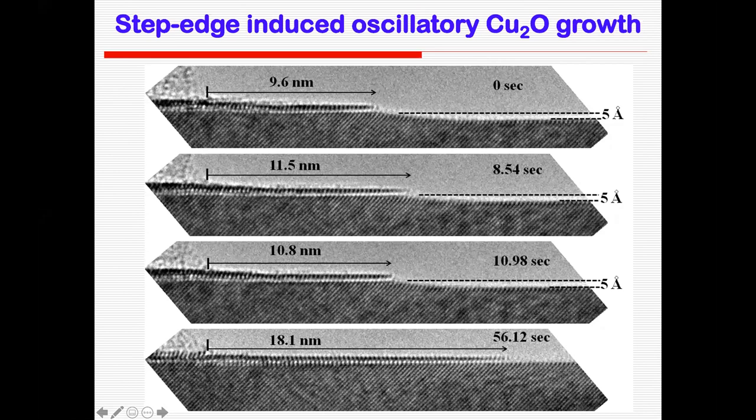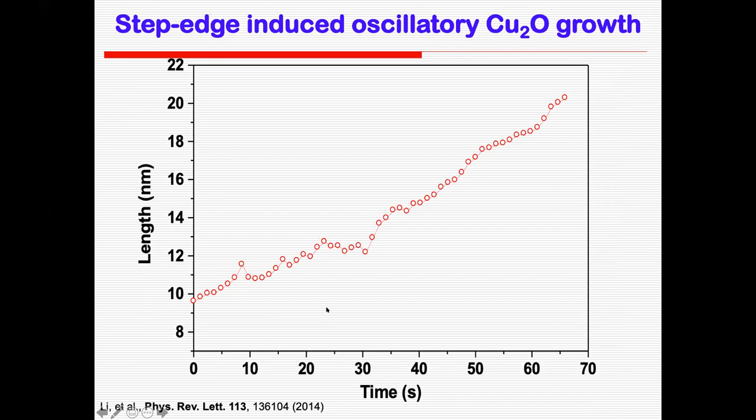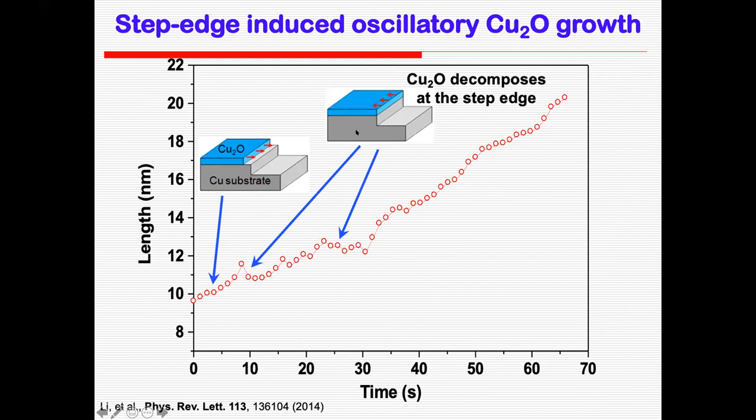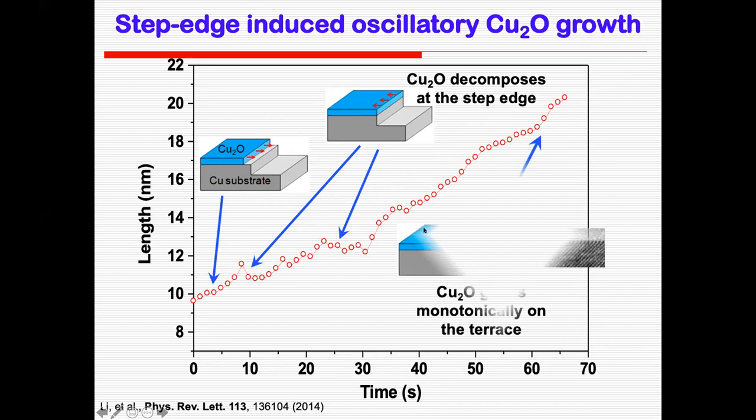So we can measure the length of the oxide layer as a function of time. You can see this region is the forward motion, and after which the oxide reaches this atomic step edge of the substrate, so then it starts to decompose at the step edge here. So what we saw is the decomposition of the oxide. That causes the backward motion, or retraction motion, of the oxide layer from the step edge. This happens several times until this step is gone. Then the surface becomes atomically flat, so then the oxide grows monotonically on the terrace without undergoing any further retraction motion.